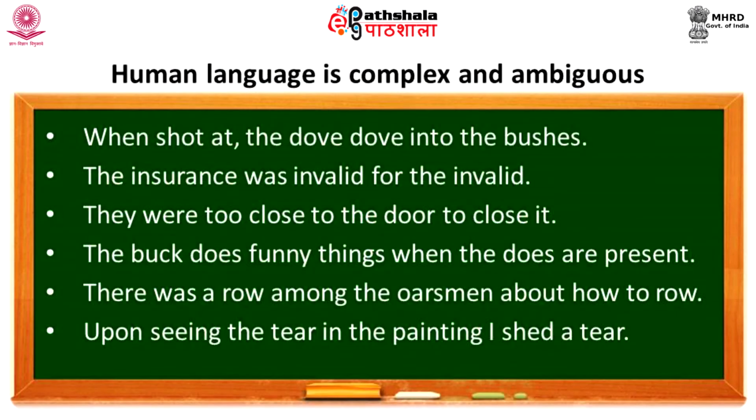So here are some examples which show human language is complex and ambiguous. For example, "When shorted, the dove dove into the bushes." Now, if you look at the spellings of DOVE, both of them look the same, but one is a noun and the other is a verb, and the pronunciation changes according to the context. But in the next example, again the parts of speech are different for invalid. "The insurance was invalid for the invalid." So here you see that the parts of speech of both are different and the pronunciation is the same.